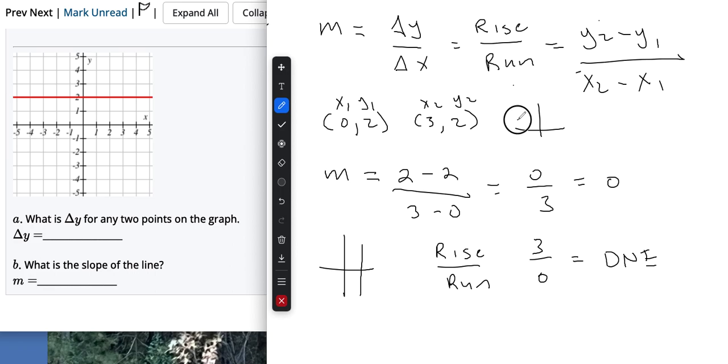So in general, if you have a horizontal line, m equals 0. If you have a vertical line, then m is undefined, or DNE. Hopefully that helps.